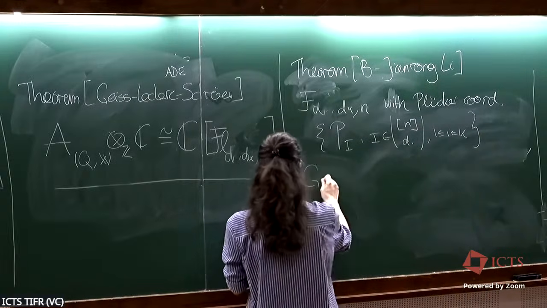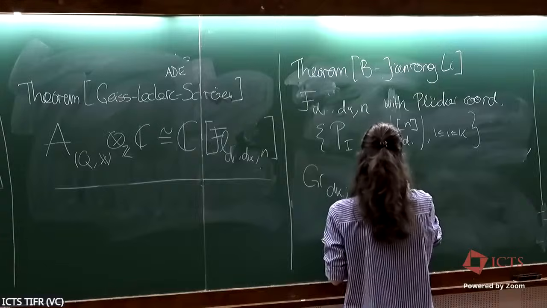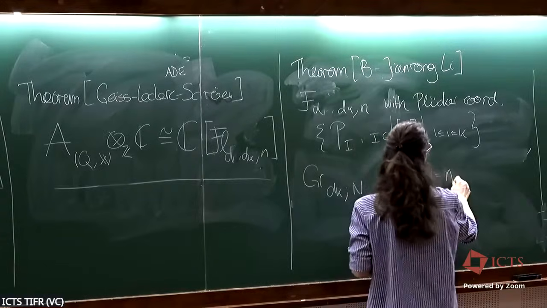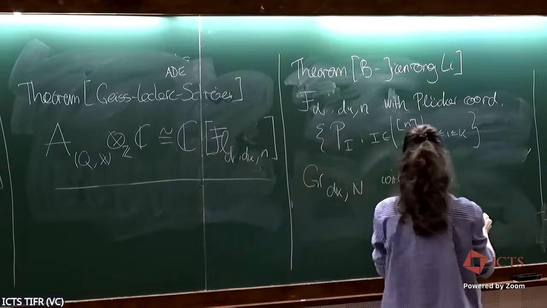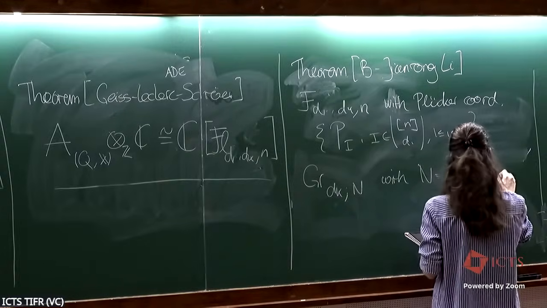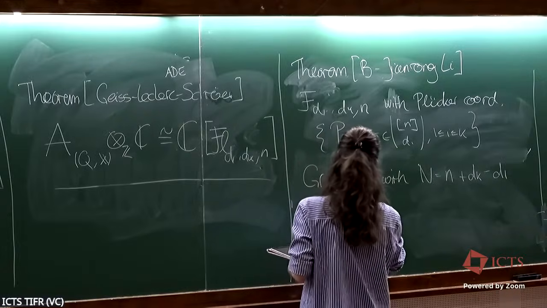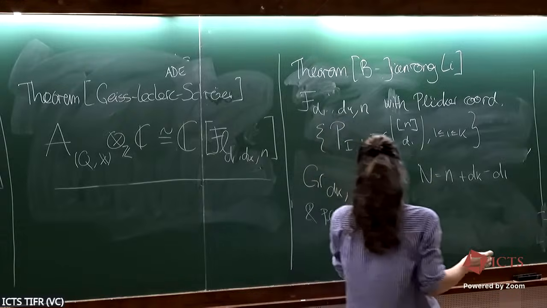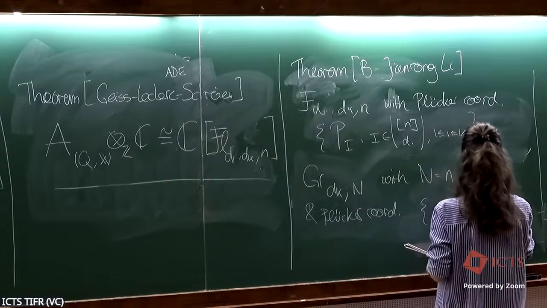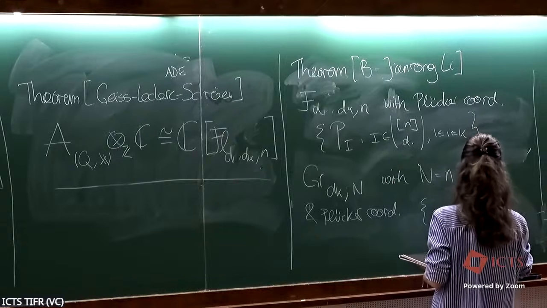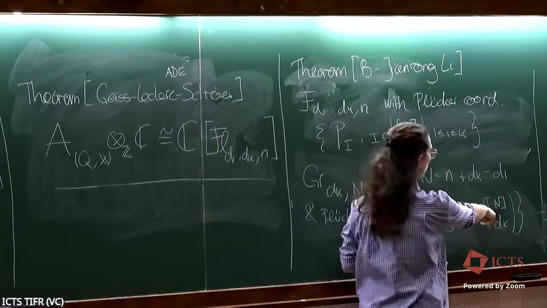And then we also consider a Grassmannian Gr(d_k, N), where this capital N is my small n, and I'm adding the difference of d_1 and d_k, so plus d_k minus d_1. And Plücker coordinates will be denoted by lowercase p_j's. So these are all d_k element subsets of 1 to capital N.